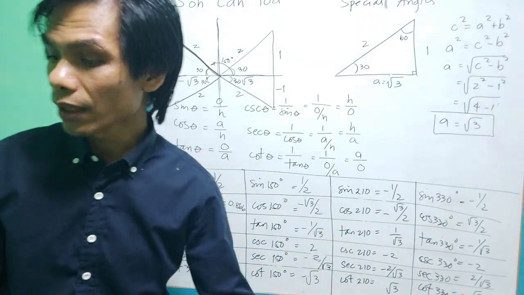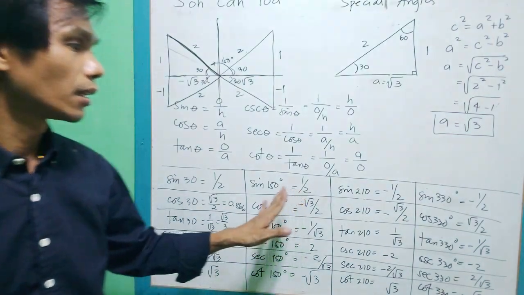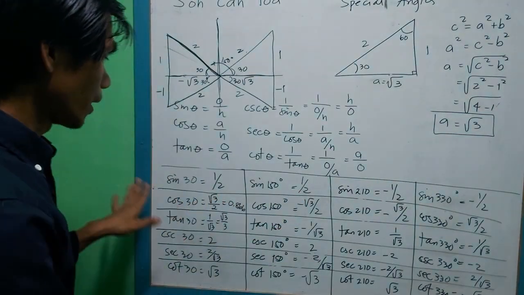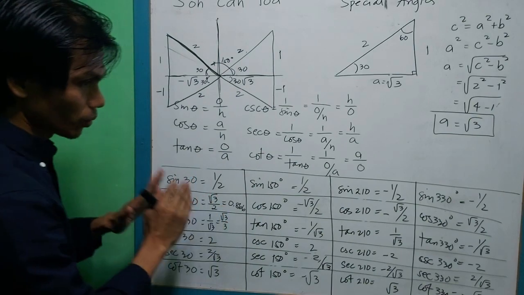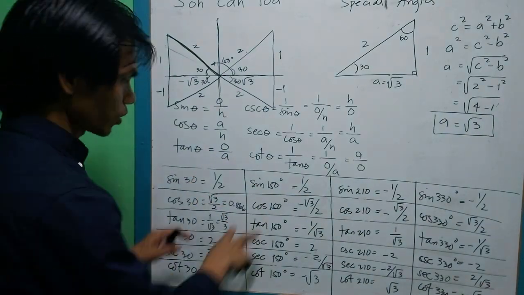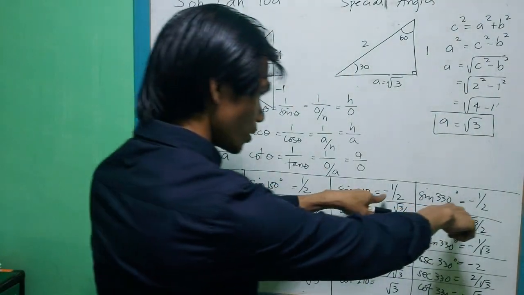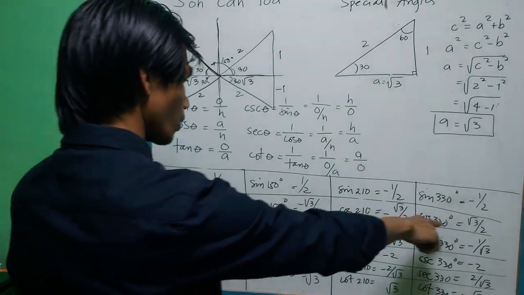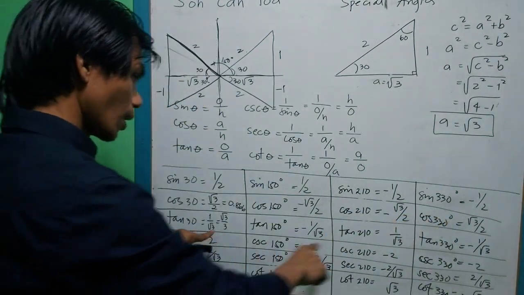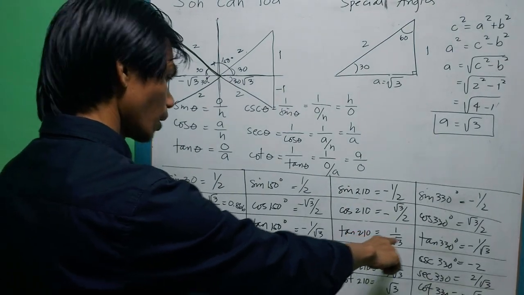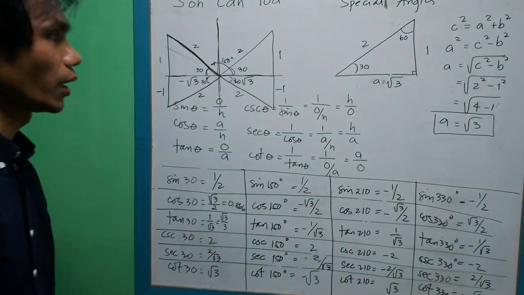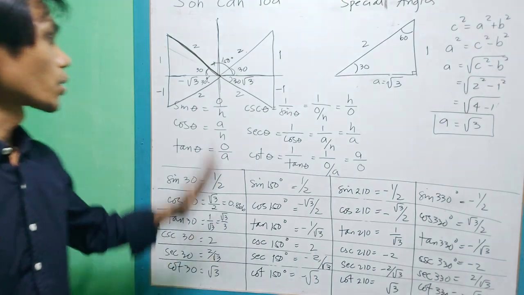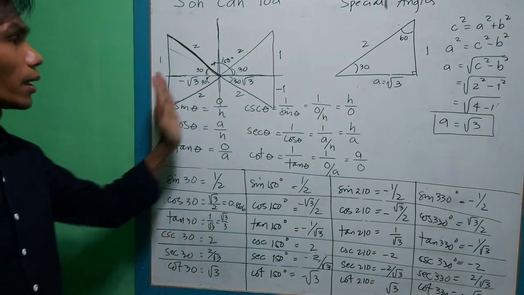Para makasigurado tayo, bilangin natin, tigda-dalawa lang dapat yung positive, tigda-dalawa yung negative. So, dalawa yung positive, dalawa yung negative. Ano pa? Dalawa yung negative, dalawa yung positive. Dalawa yung positive, dalawa yung negative. So, ganun lang. Okay? So, yun na po tayo.